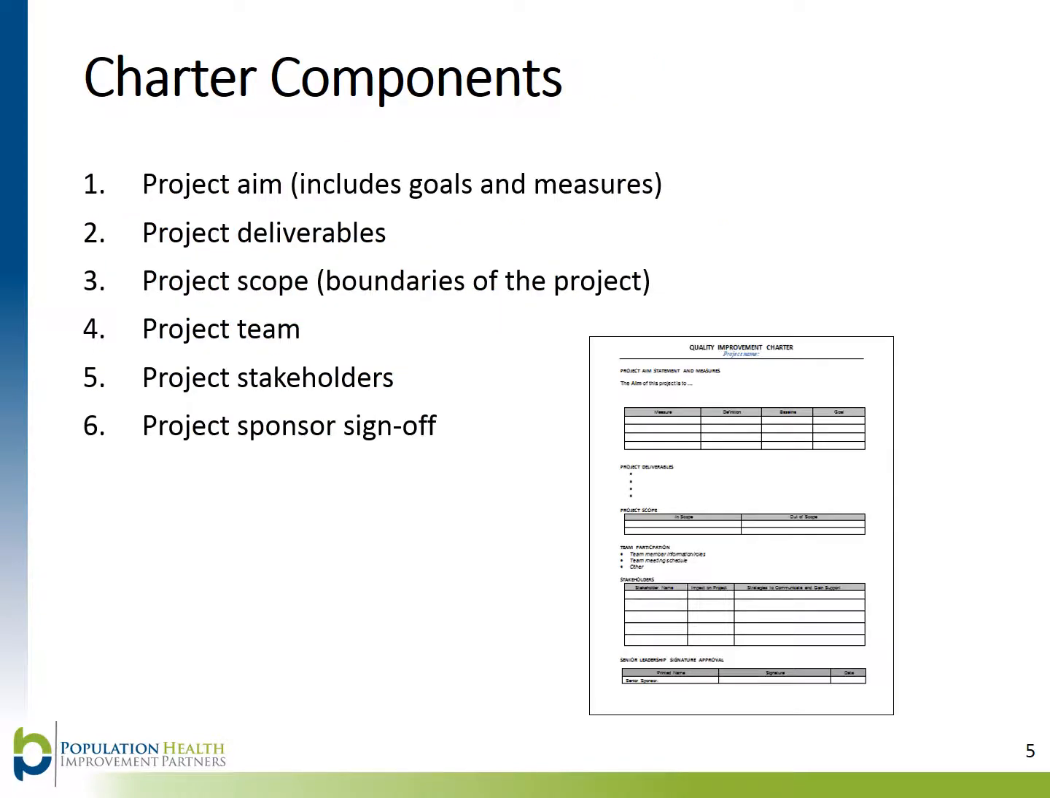A project charter often includes these key components: the project aim, which includes measurable goals and objectives, project deliverables, project scope, project team, project stakeholders, and project sponsor sign-off.